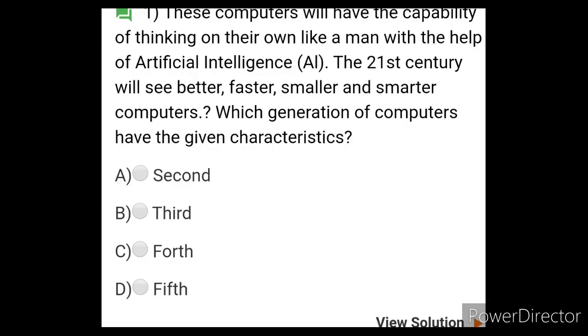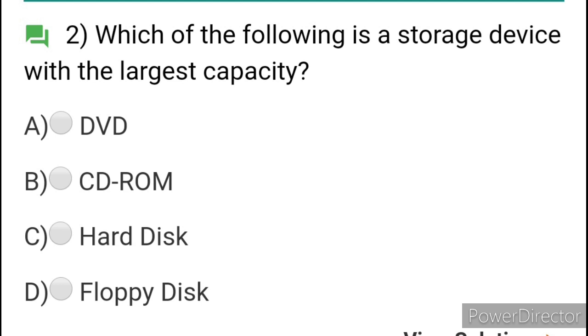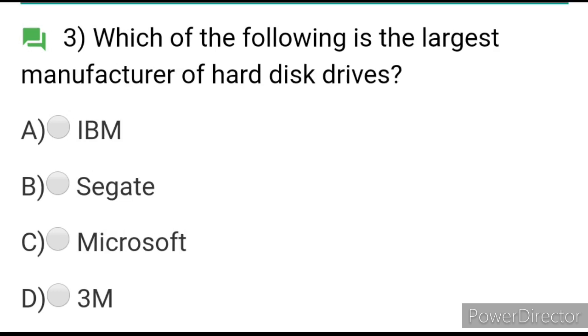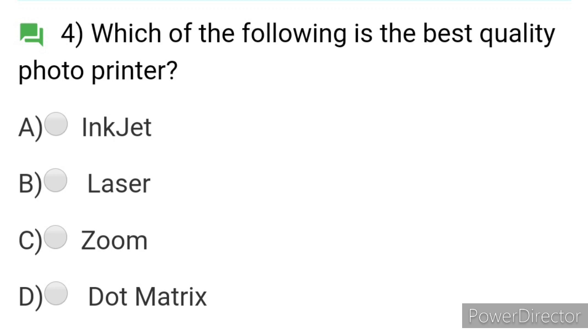Hello friends, this is a computer quiz session, and in this session you have the following questions. You have to answer these questions in the comment box, and I will reply in the comment box. Just read the question: which of the following is the largest manufacturer of hard disk drives? IBM, Seagate, Microsoft, 3M. Just write your answer in the comment box.